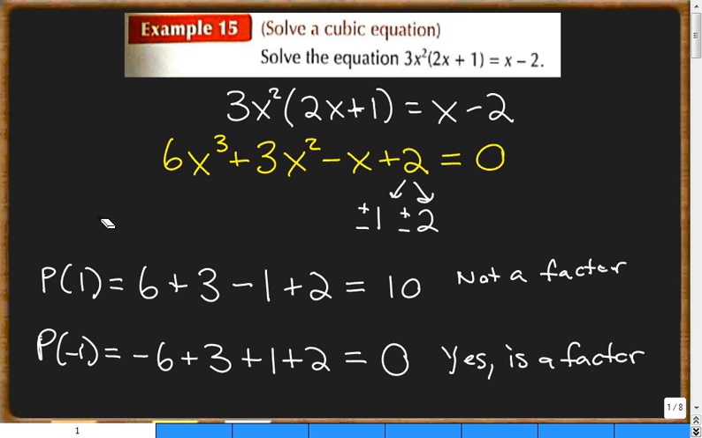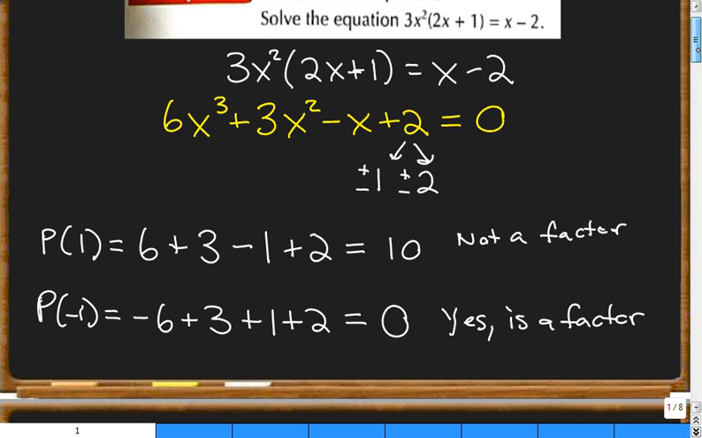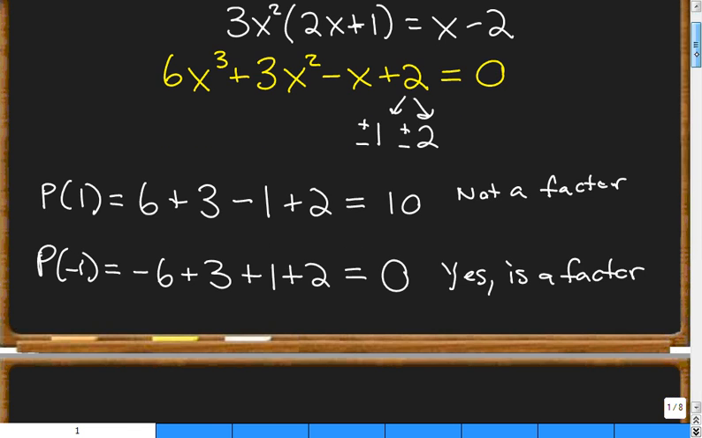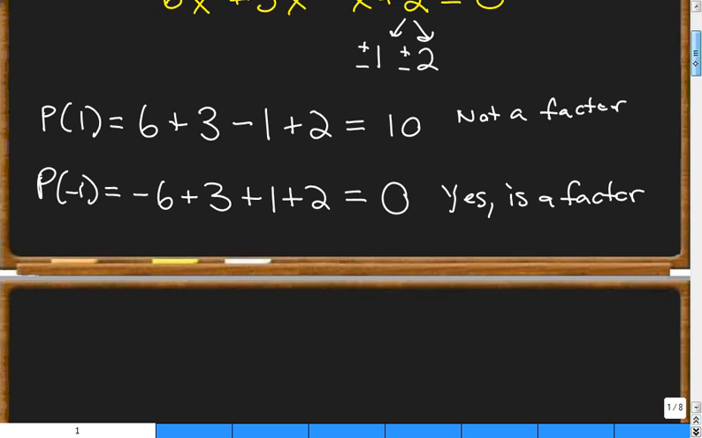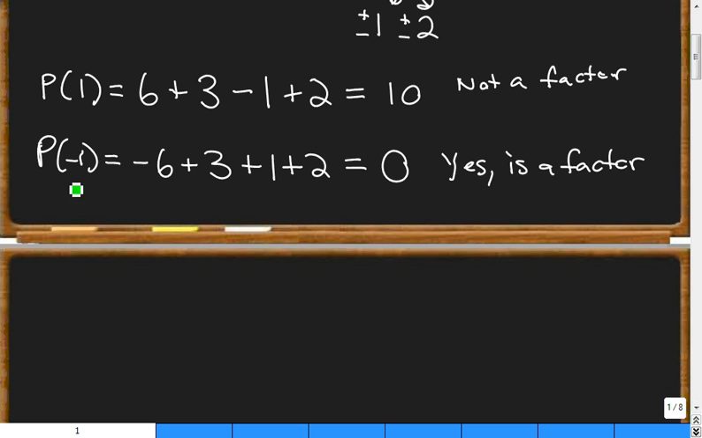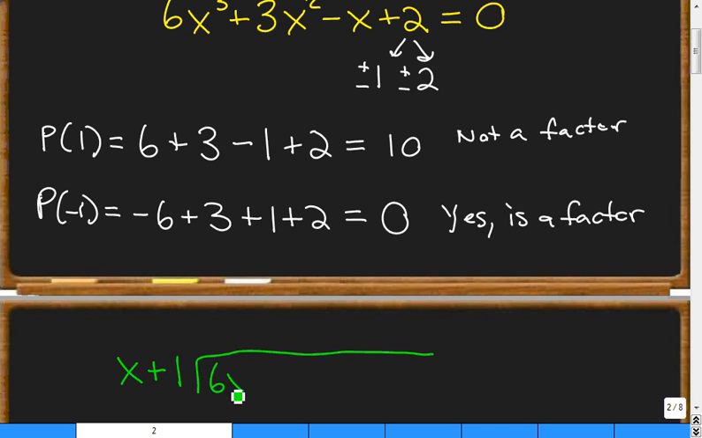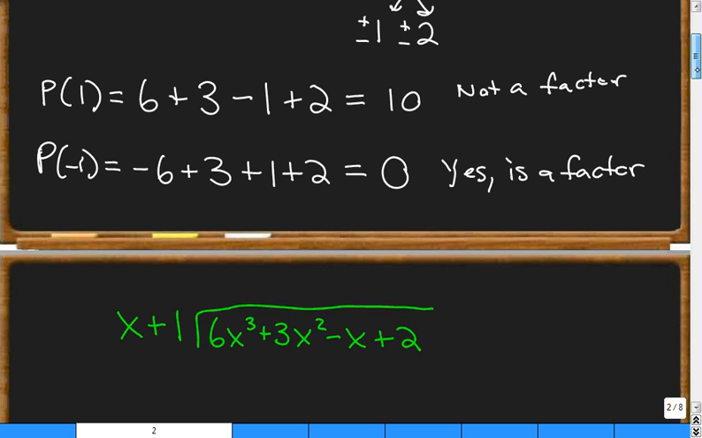By plugging in negative 1, we get a remainder of 0, which means that our function, if we're looking at ax plus b, this creates an x plus 1, right? Because if we were to do the b over a for this term right here, that gives us a plus 1. So we're now going to divide out from our original equation what we have. So we had 6x cubed plus 3x squared minus x plus 2. We just want to see what else is there.